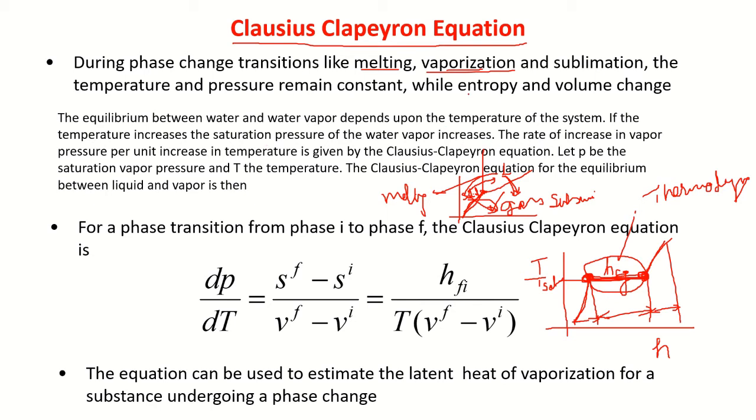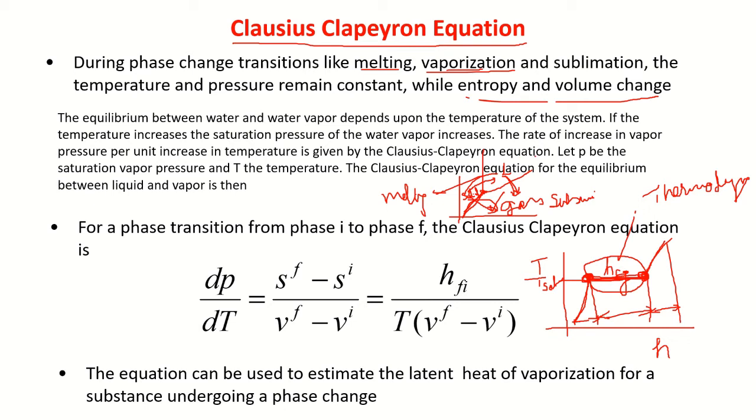And so also entropy changes. Correct. So the equilibrium between water and water vapor depends upon the temperature of the system. If the temperature increases, the saturation pressure of the water vapor increases. The rate of increase in vapor pressure per unit increase in temperature is given by the Clapeyron equation.